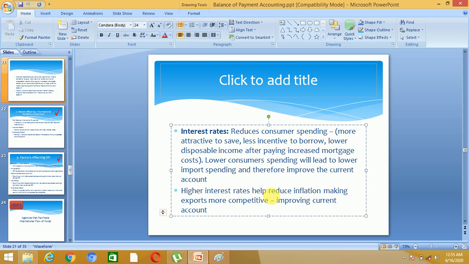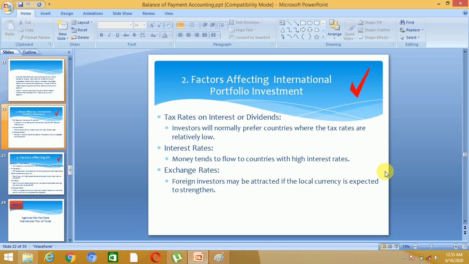Higher interest rates help reduce inflation, making exports more competitive and improving the current account. When interest rate increases, it reduces inflation. Why? People will not invest money, and when there is low investment, then there will be a reduction in the inflation rate also. So I think for today it is enough.